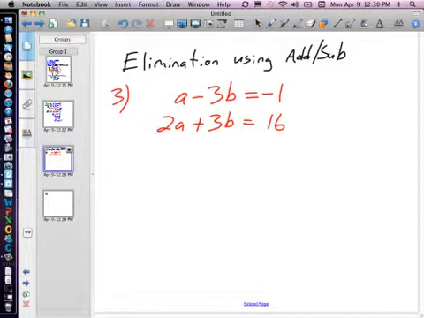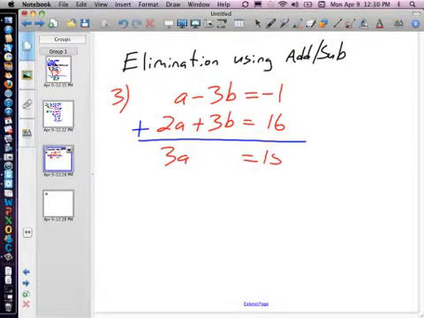So if we used addition in this case, what would happen? Well, the b's would cancel out. So the b's would be gone, those would be eliminated, so addition would work in this case. So let's do it. A plus 2a is 3a. Negative 3b plus 3b is 0. And then negative 1 plus 16 is 15. So we have 3a equals 15. Divide both sides by 3. And we get a equals 5.